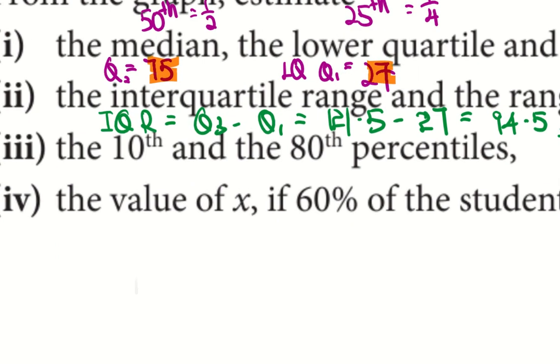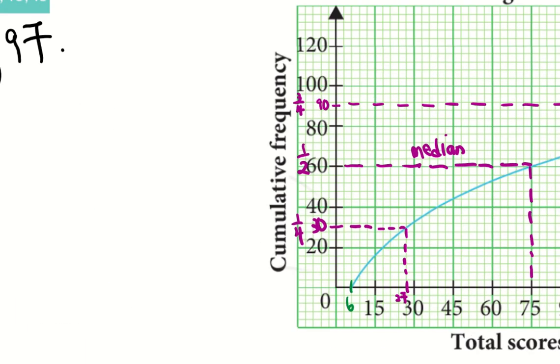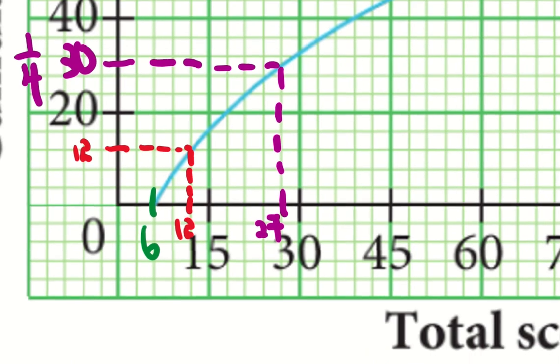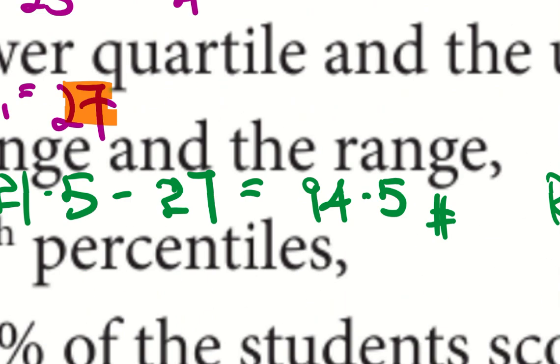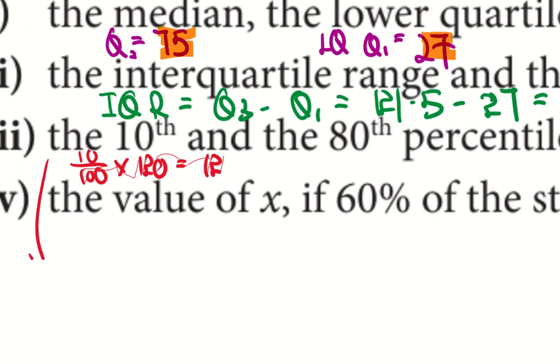Okay, let's convert the 10th and 80th percentile. 10th percentile means 10% out of 120 students. So I need to find at the 12th student, what is the value? So I go to 12. It seems that the 10%, which is 12 students, the score is 12. So if I want the 10th percentile, my answer is 12 points for the bowling score.